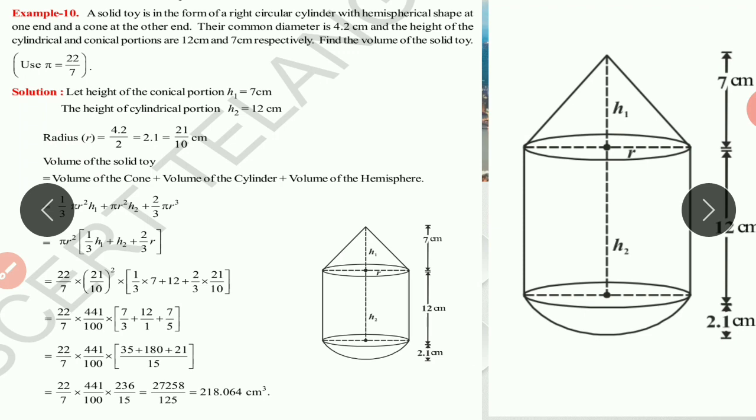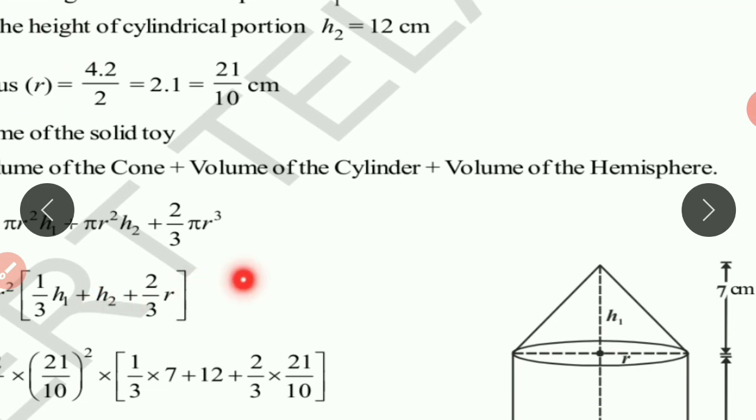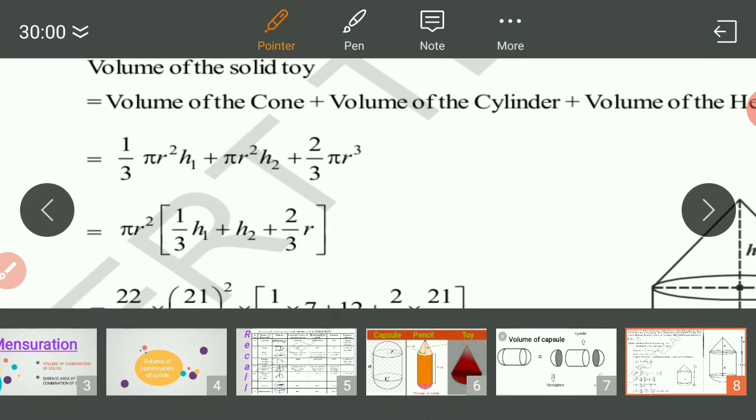Okay, now we need to find the volume. Volume means here we have three solids. One is cone, second one is cylinder, and third one is hemisphere. Therefore, see our condition here: volume of the solid toy is volume of cone plus volume of cylinder plus volume of hemisphere. Okay, just we need to write the formulas.